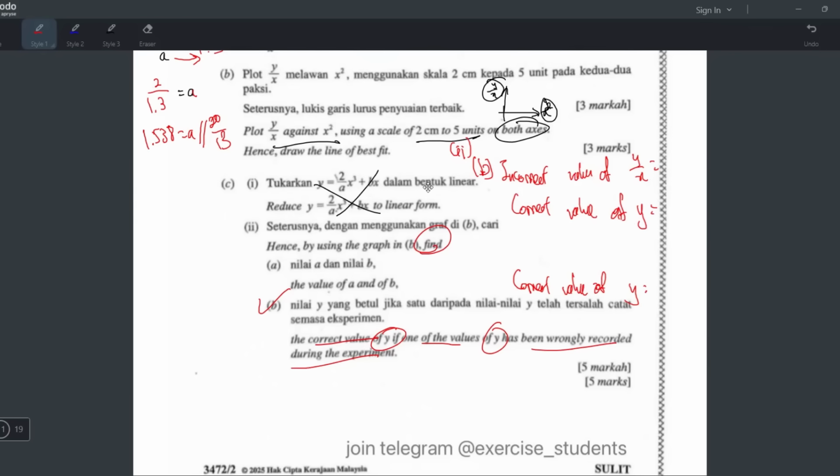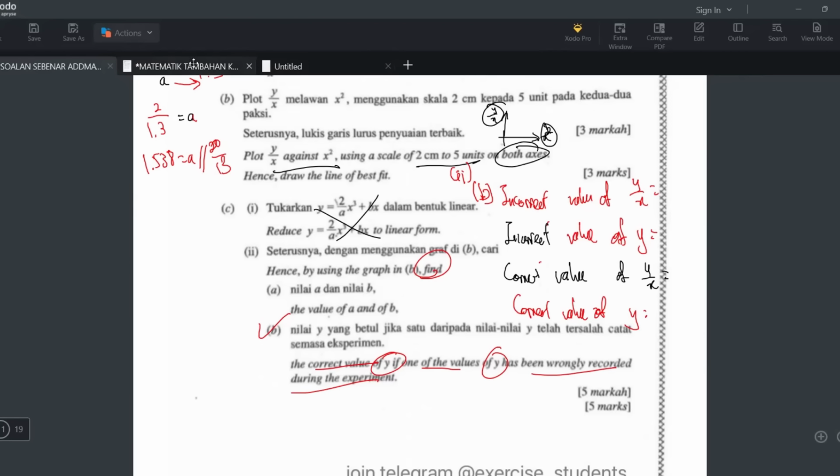y. And then you find out the incorrect value. Wait, hold on. What am I talking about? Sorry. Incorrect value of y over x, incorrect value of y. And then the next one, this one should be the correct value. Yeah, and then this should be the correct value of y over x. Yeah, it's important to differentiate the y and y over x because my y-axis is y over x, right? So let's go to the graph.